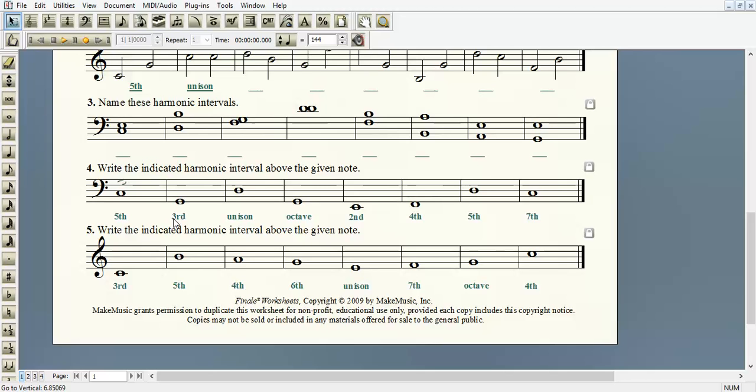So even if you didn't take the time to count, where would this third go? Where should I stack it on top of? Right here?